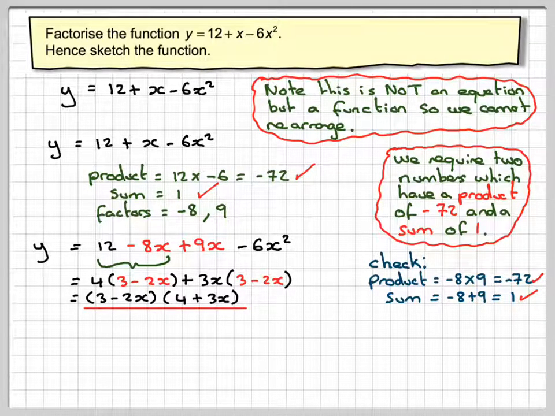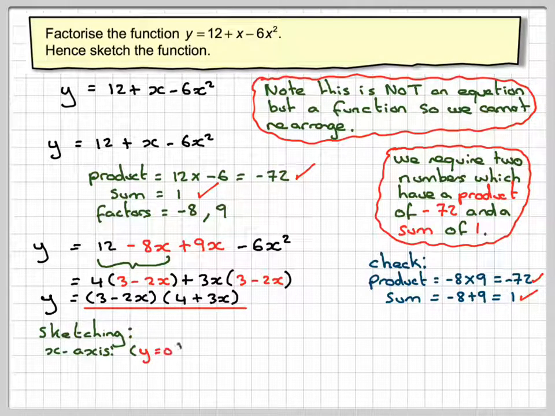So y is equal to 3 minus 2x brackets 4 plus 3x. Right, now for the sketch. For the sketch we need to do the x-axis. We need to put y is equal to 0. So that means that this now factorized equal to 0. 3 minus 2x brackets 4 plus 3x is equal to 0.